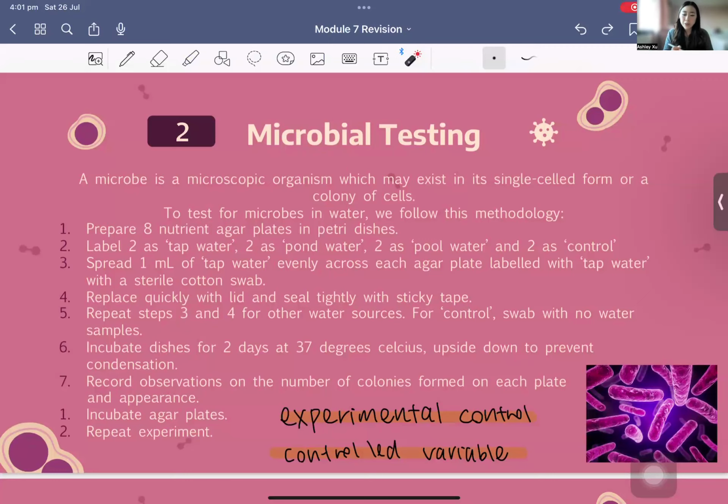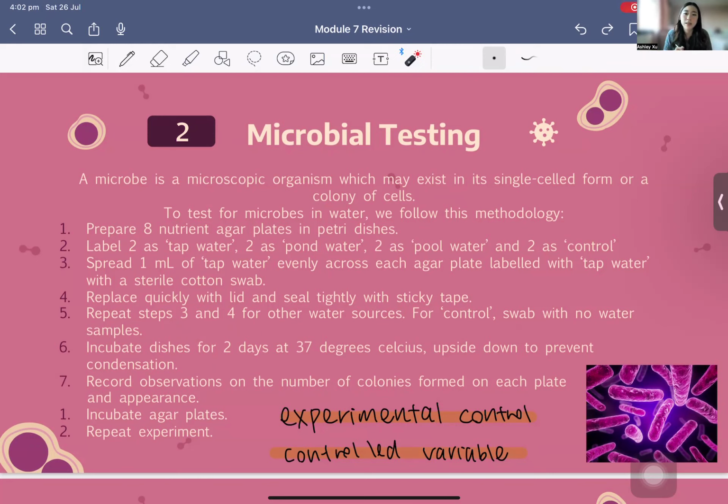First of all, we prepare 8 nutrient agar plates in petri dishes. Then we label 2 as tap water, 2 as pond water, 2 as pool water, and 2 as the control. We then swab each type of water, put them across the agar plate, and label it with a sterile cotton swab. And we quickly replace the lid and seal tightly with sticky tape. Okay, for the control though, instead of swabbing the water source, we swab it with no water.